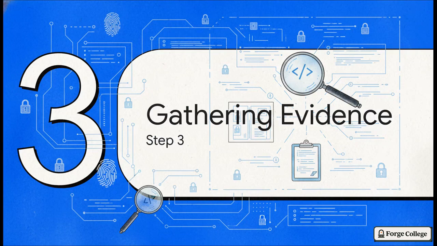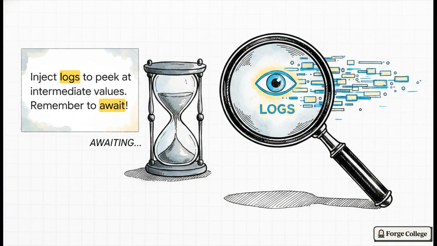Step 3. Gathering your evidence. Okay, with the perimeter totally secured and the test isolated, it's time to gather some concrete, undeniable evidence from the code's execution. Believe it or not, even in the highly complex world of Web3, the humble console.log is still one of your absolute best friends. We can inject console.log statements directly into our JavaScript test files to peek at those intermediate values being returned by the contract right before the assertion failure even happens.